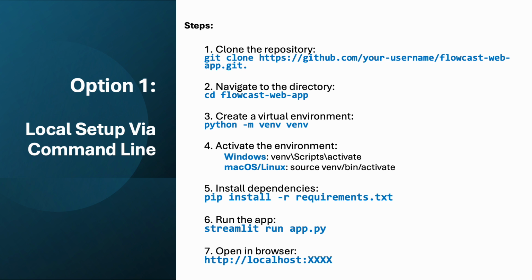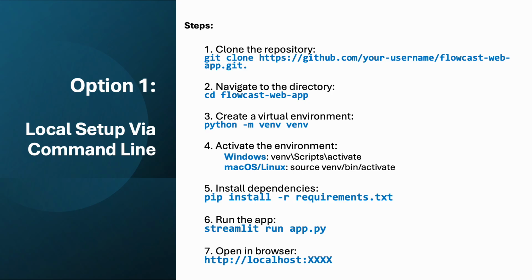So the first option is to do a local setup via command line. The steps to do this are the following. First, we're going to clone the repository. This is using the git clone command. This is assuming you have the GitHub account and you have installed Git. So using this link, you're going to clone the repository.